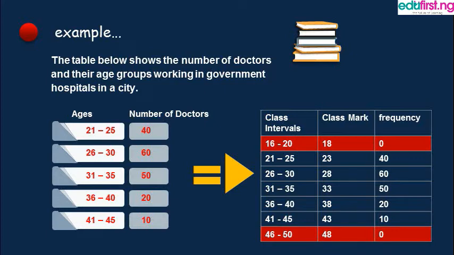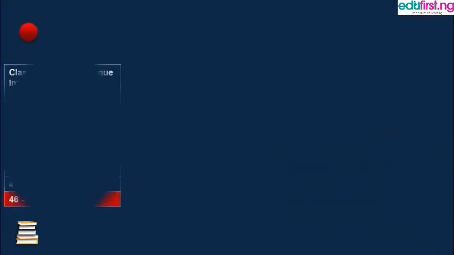What about the middle column, you may ask? How is that gotten? The class mark is simply the midpoint of the class interval. So the midpoint of 16 to 20 is 18. The midpoint from 21 to 25 is 23. So we go on and on till we get to the last class interval, which is 46 to 50, where the midpoint is 48. So having got that, we proceed to plotting the graph.